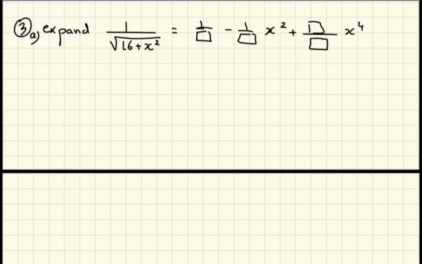In part A, they're telling you to expand 1 over radical 16 plus x squared, which is equal to 1 over box minus 1 over box x squared plus box over box multiplied by x exponent 4. So basically we need to find the missing numbers. Whenever I see something like this using binomial expansion, if I want to expand, I cannot work with the radical.